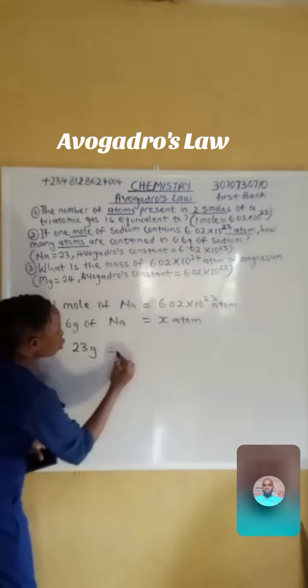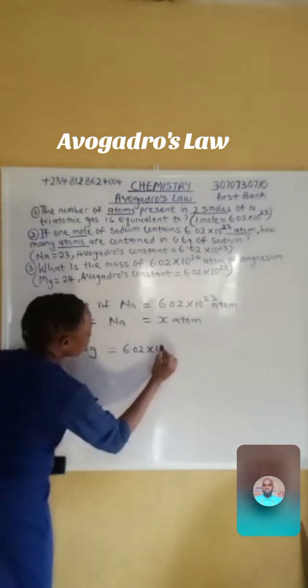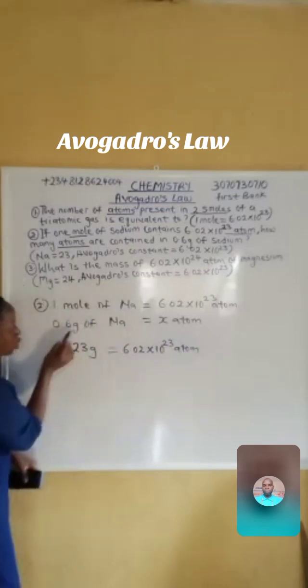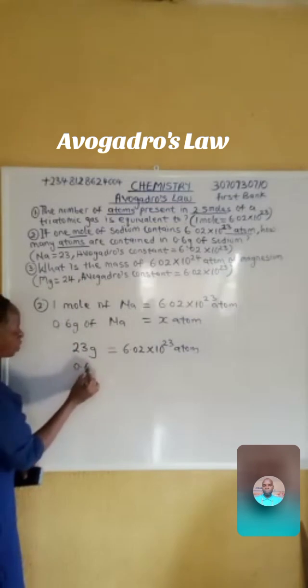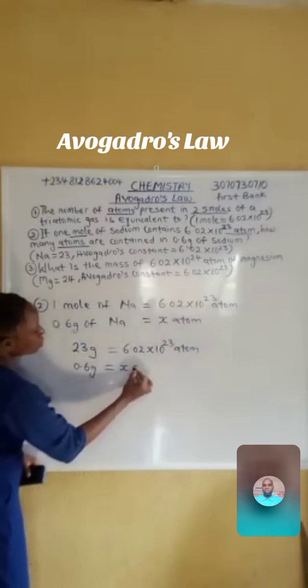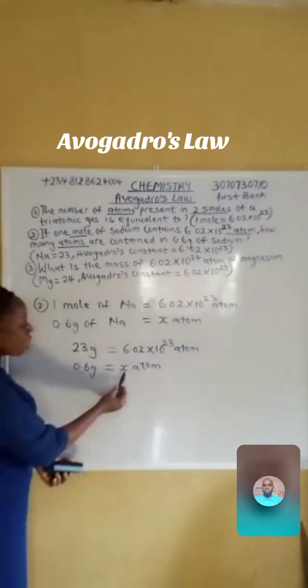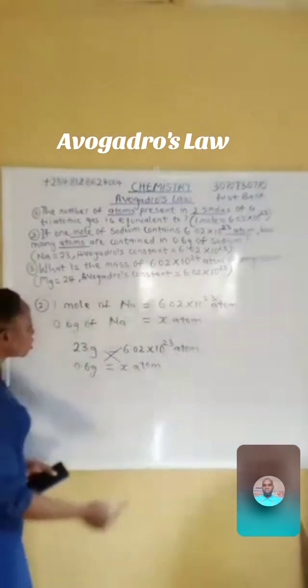So 23 grams equals 6.02 multiplied by 10 raised to power 23 atom. Now the second line is 0.6 gram, which will now be equal to X atom. Then what is the next thing to do? You are looking for X atom. You cross multiply.